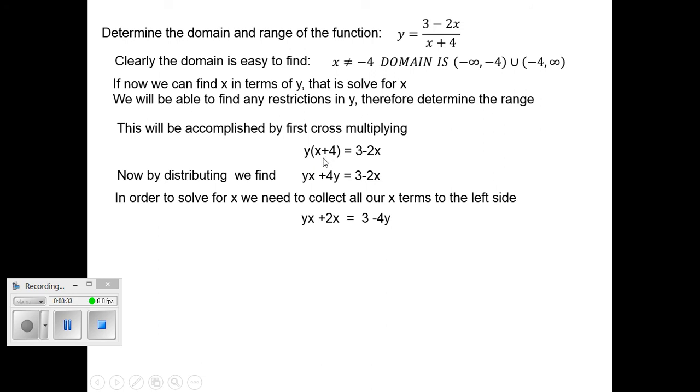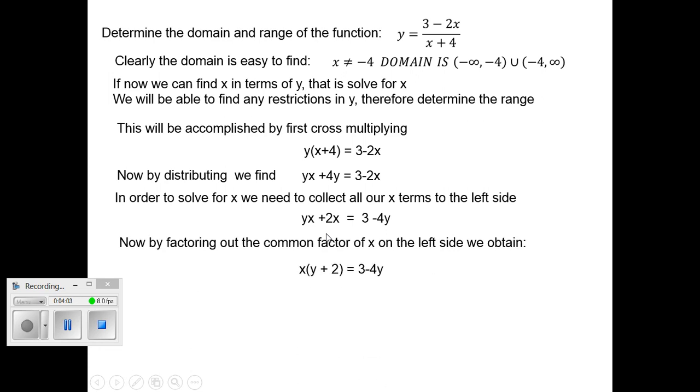y times the quantity x plus 4 is 3 minus 2x. Distribute the y. So we get yx plus 4y equals 3 minus 2x. Now what are we after? We're trying to isolate x. We're trying to write x as a function of y. So let's begin by putting our x terms together on one side, as we did here. And now we can factor out that common factor of x, and we get this. Now simply dividing by y plus 2, we will have x by itself.